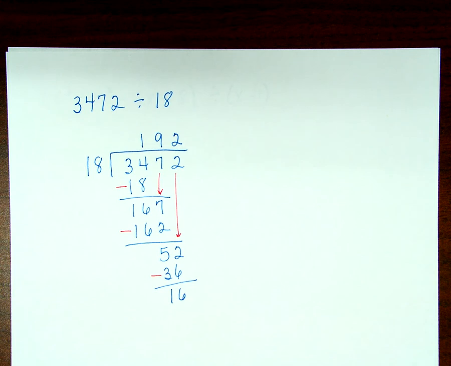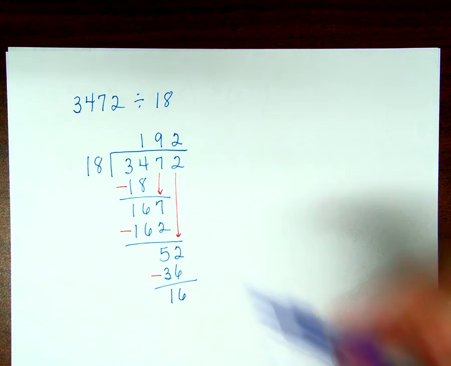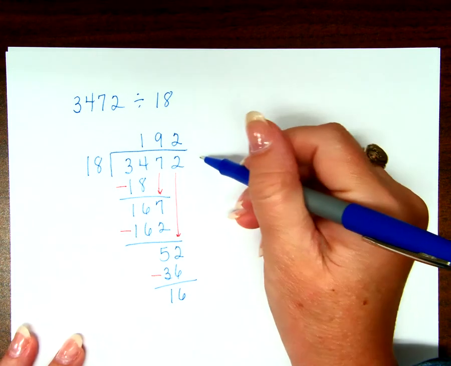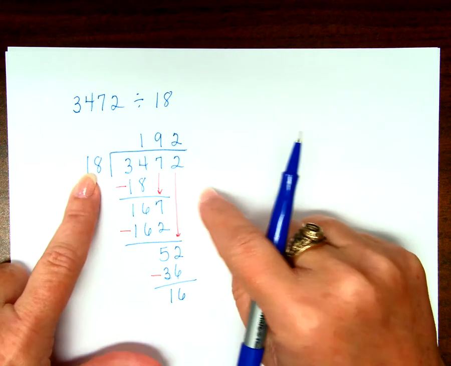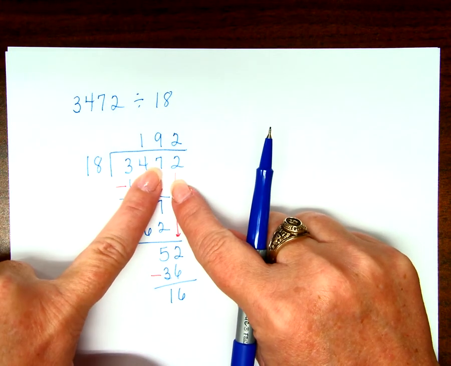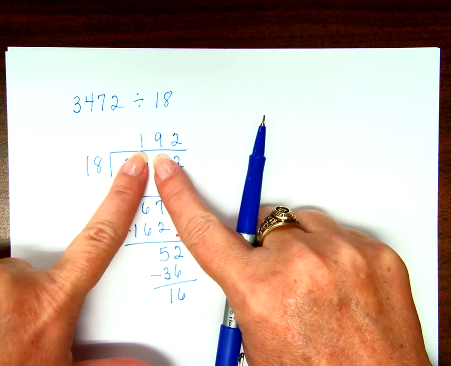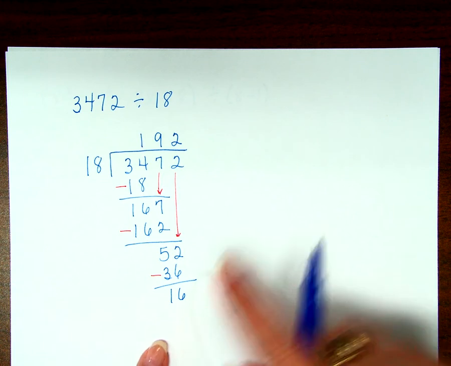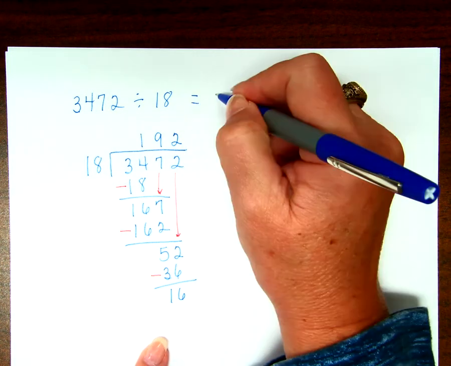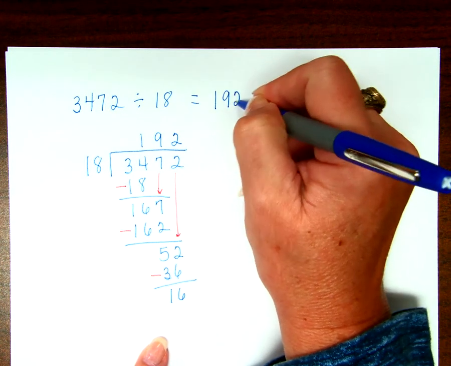What would you do now? You'd put a decimal here and add some zeros, right? We don't want to do that. I wanted to know how many times 18 went into 3,472, right? So I got 192, but I also have this. What is this? The remainder, right? That's the remainder. So if I'm writing an answer, I would write 192.